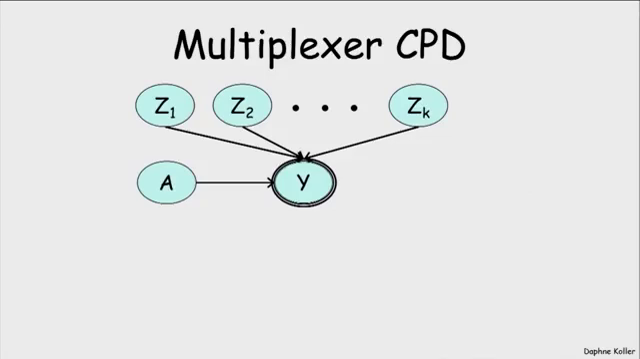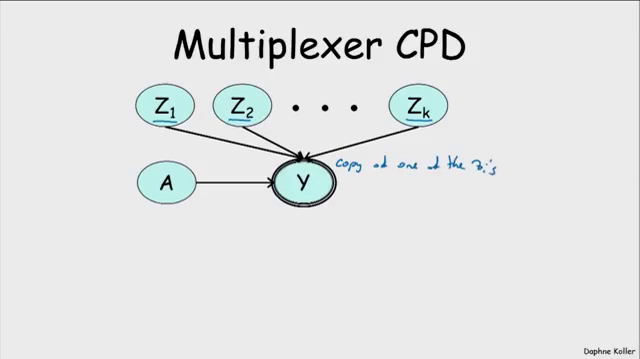So as I mentioned, this example is related to a more general class of models called the multiplexer CPD. The multiplexer CPD in this case actually has the following structure. We have a set of random variables z1 up to zk, all of which take on some value in some particular space. And the variable y is a copy of one of the zi's.